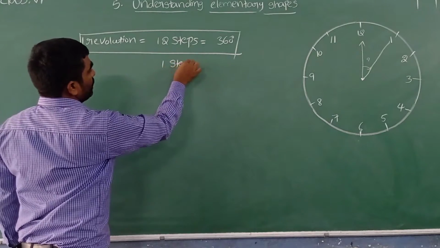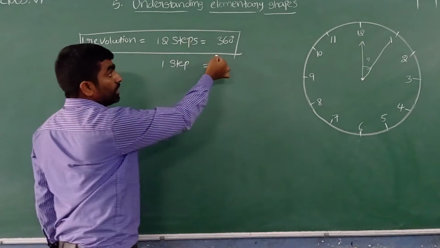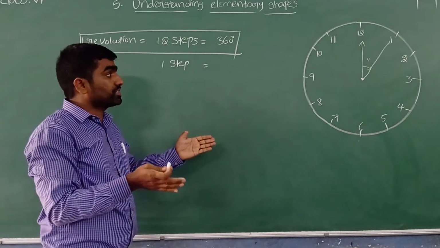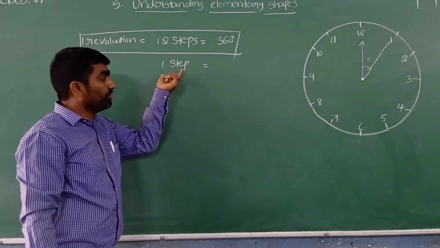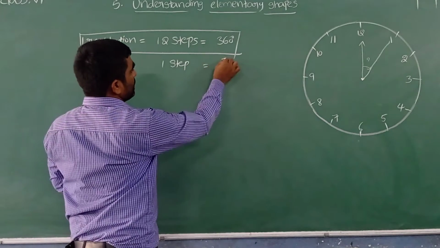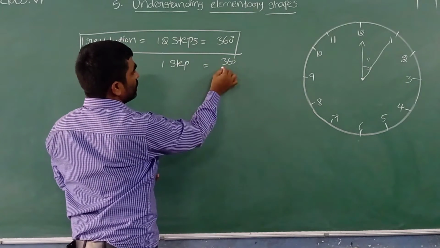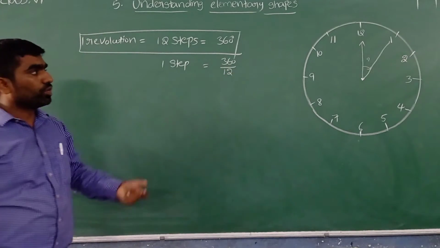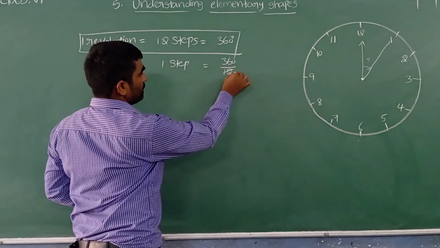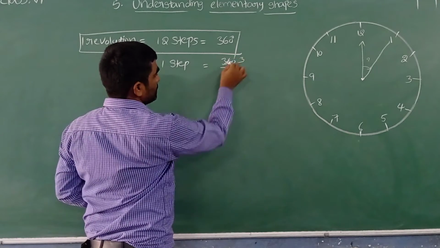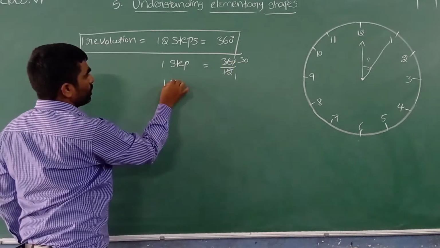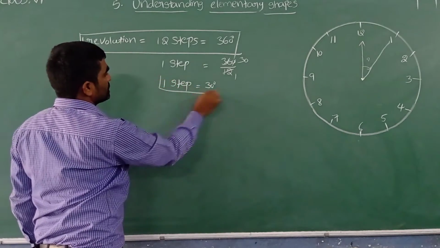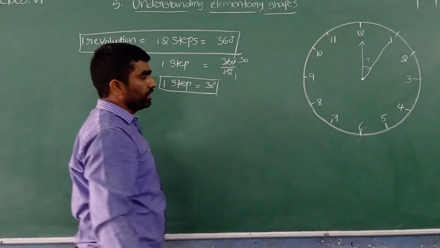12 steps are 360 degrees. We can divide this 360 by 12 parts so that we come to know the angle of each step. Let's simplify: 12 1s are 12, 12 3s are 36, 12 0s are 0. So one step is equal to how much? 30 degrees. One step is equal to 30 degrees.